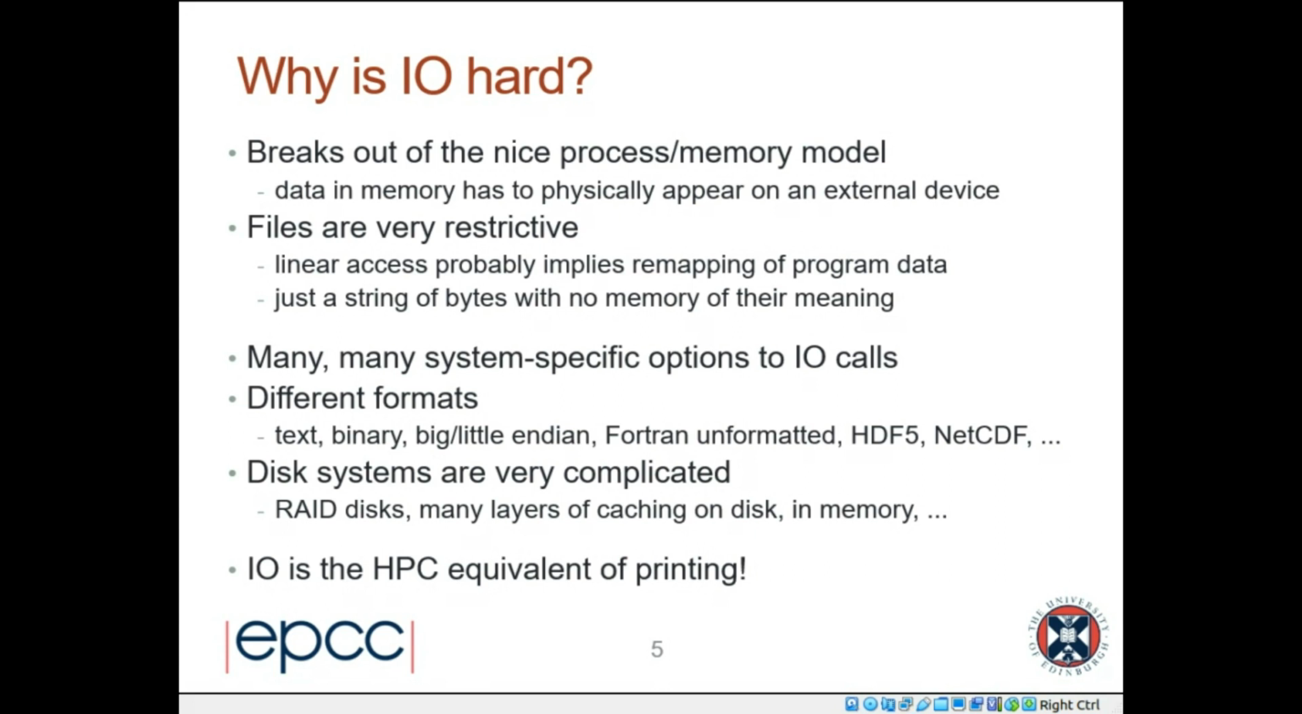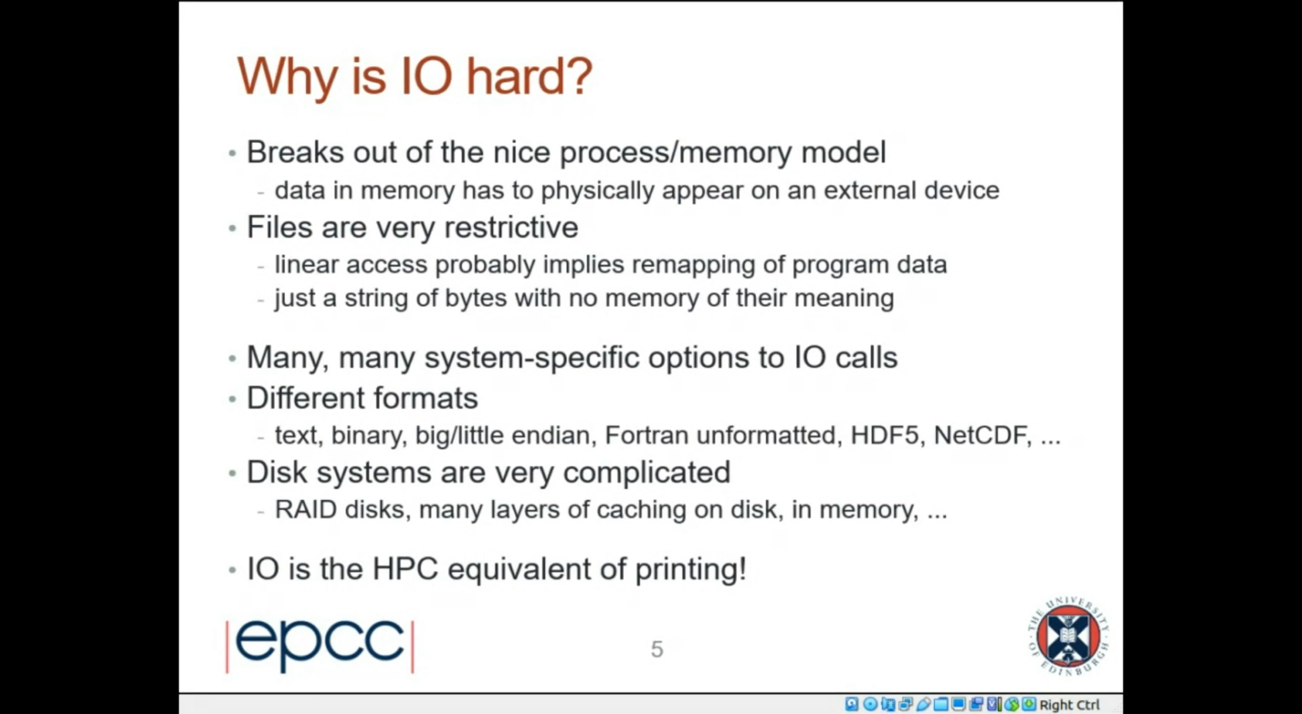Files are very restrictive. Of course, you can put metadata in them, but although you can access all different parts of a file, there's a big cost. When you write a file, you really want to write it linearly from the start to the end, and that might involve remapping your program data, which might not be in a format which lends itself to that. Fundamentally, a file is just a string of bytes with no memory of their meaning, although modern I/O systems will have metadata attached. There are lots of system-specific options: text, binary, big and little endian, the bane of my life, Fortran unformatted, HDF5, NetCDF. There are all these different options.